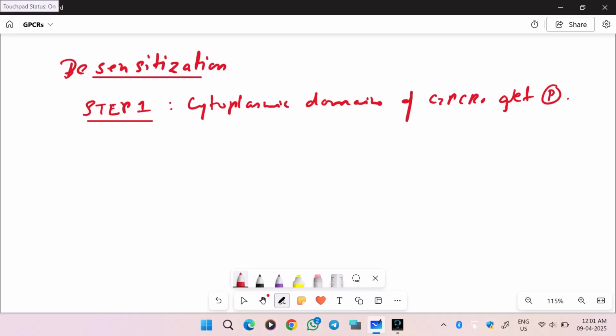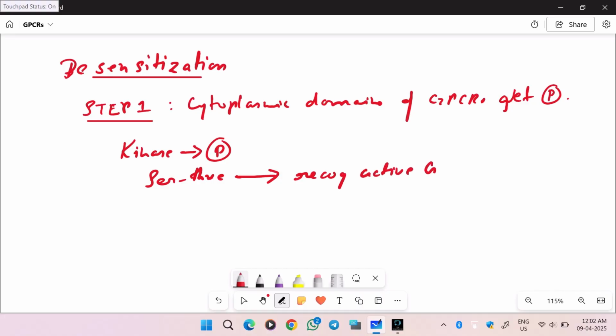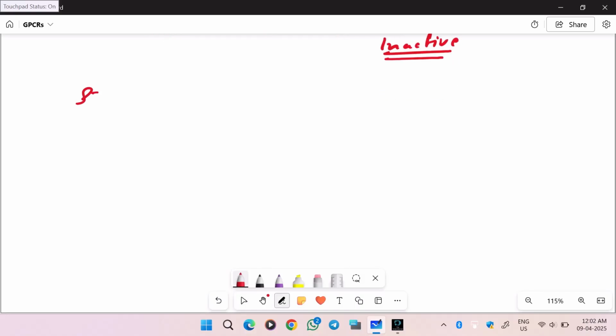So for the G protein coupled receptors, that is GPCRs, the serine threonine protein kinase family will recognize them. There is a family of protein kinases. Kinase means it will phosphorylate a group. So there is this serine threonine protein kinase, which can recognize the active GPCRs, and then it will phosphorylate them and make them inactive. So this is the first way. The cytoplasmic domain of GPCRs gets phosphorylated, and this phosphorylation will inactivate it. Now step 2. That was step 1, and now step 2.